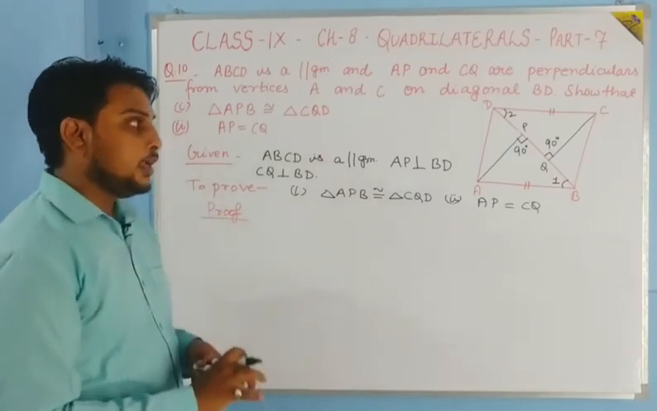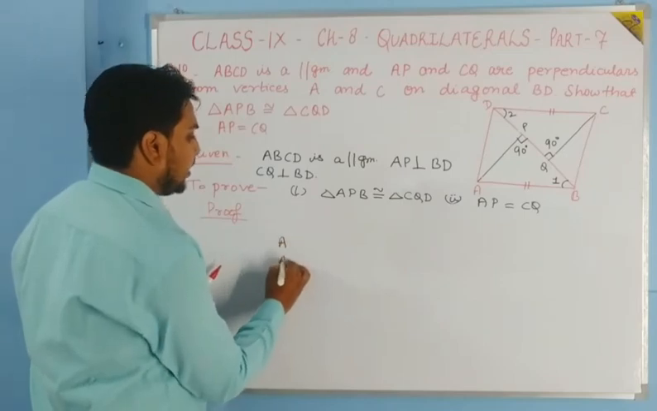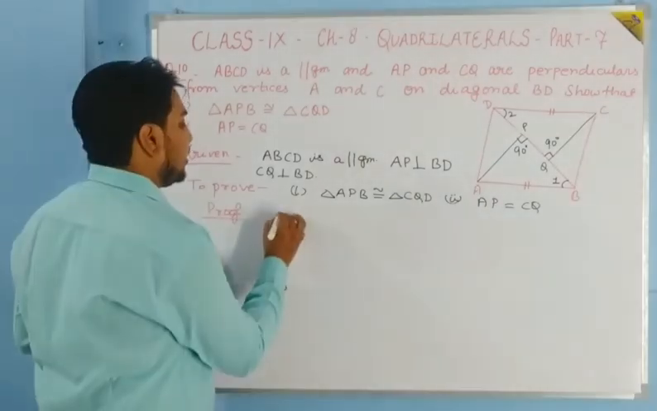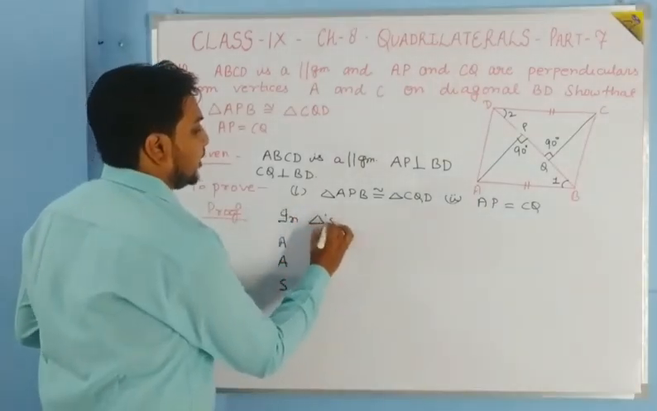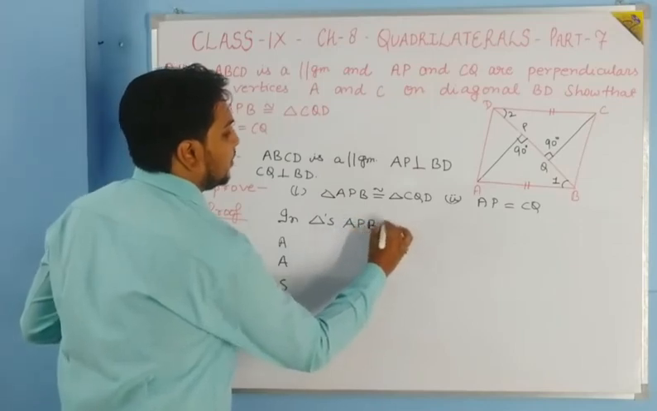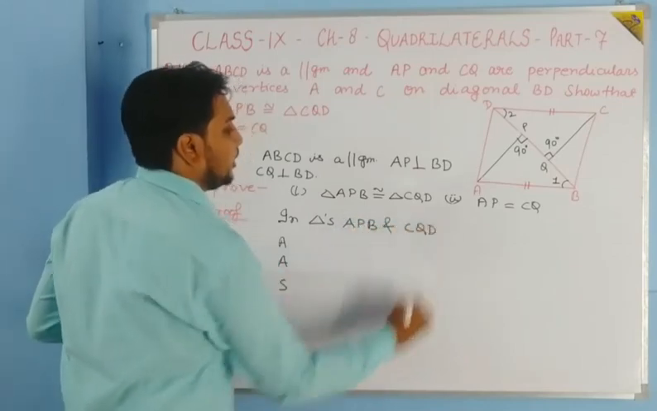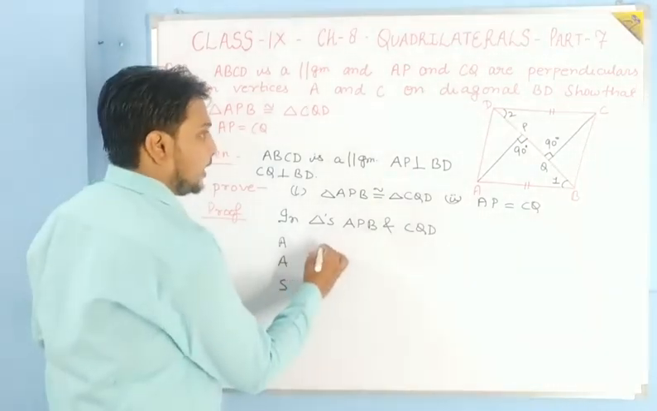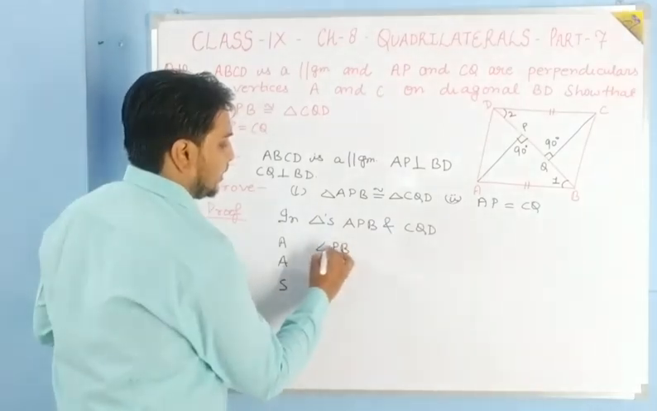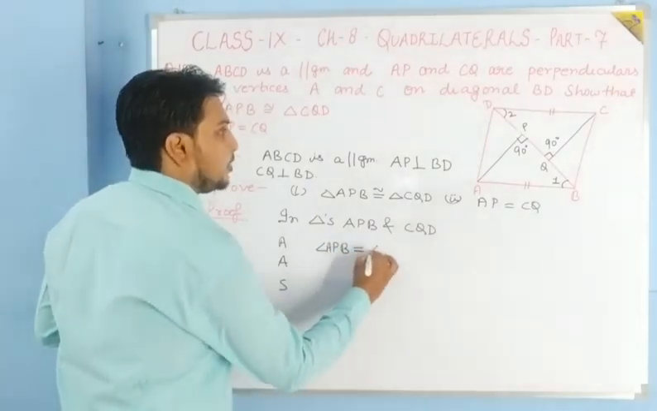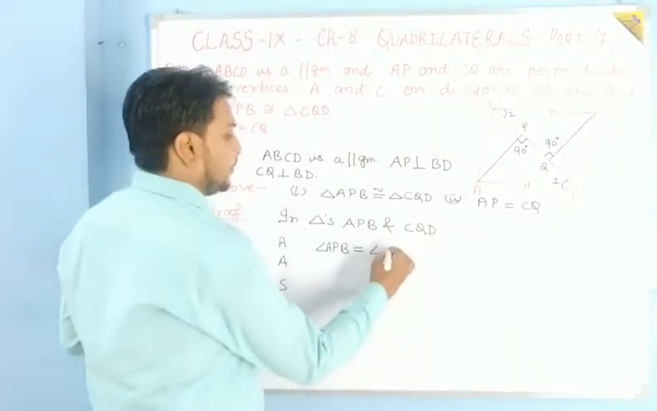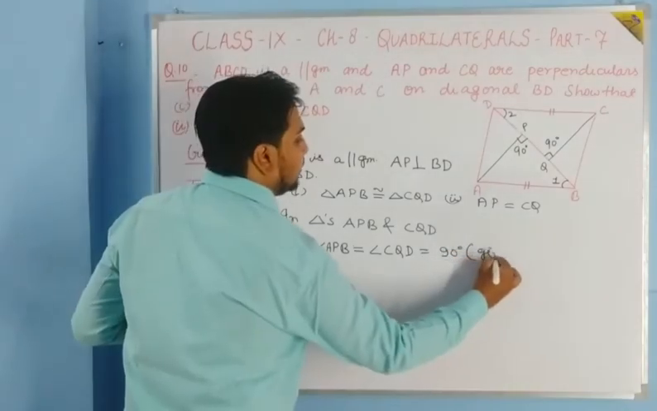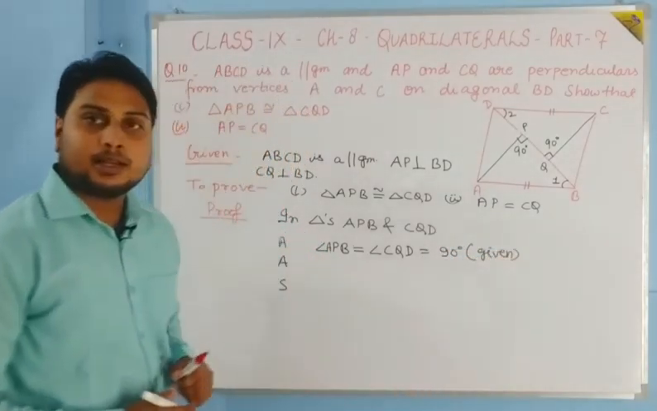We have thought that by applying angle side, we will show that these two triangles are congruent. So firstly we'll write that in triangles APB and CQD, in these two triangles, students, the first angle is what? Angle APB is equal to angle CQD. Both are equal to 90 degrees. The reason is that it is given.